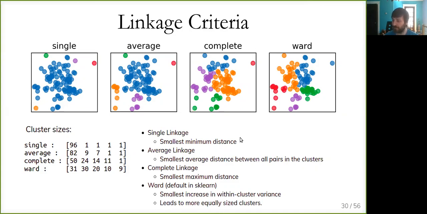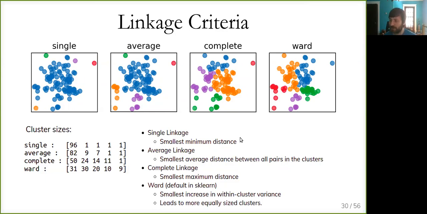Average linkage looks at the average distance between all pairs in the clusters. This is actually not too hard to compute. So that looks at, for each point in one cluster, compute the distance to the other points in the other cluster, and for each point in this cluster, compute all the distances to each point in this cluster, and then average it. Well, actually, I only have to do one of these calculations because they're the same. So you look at the average distances.